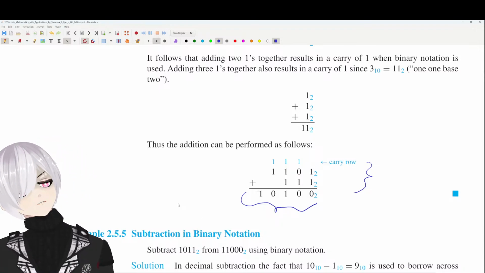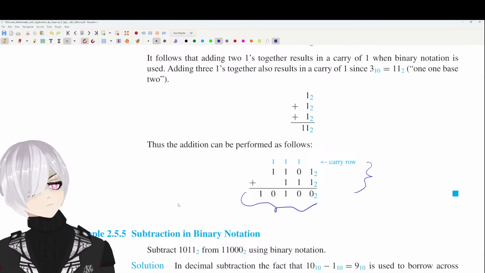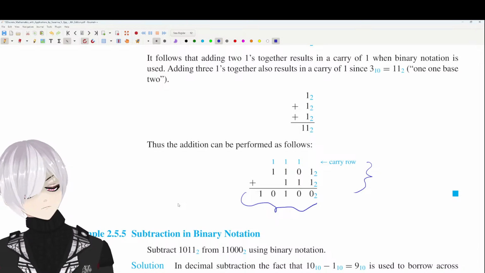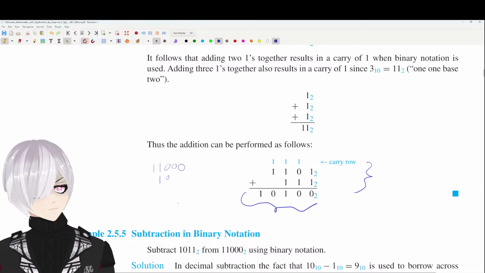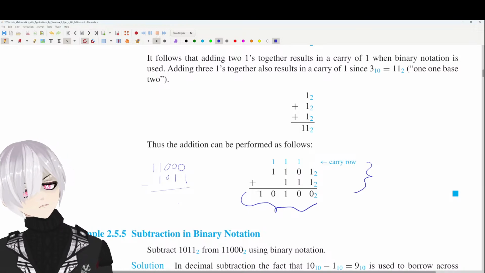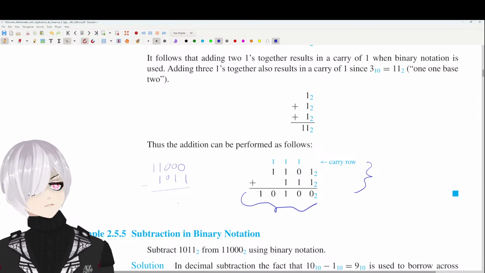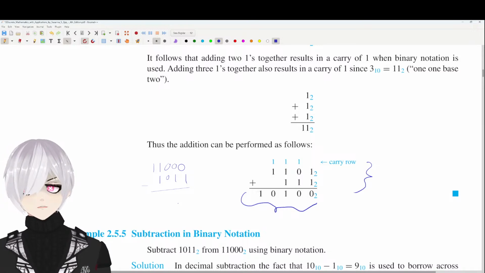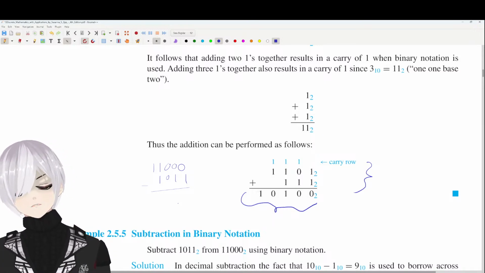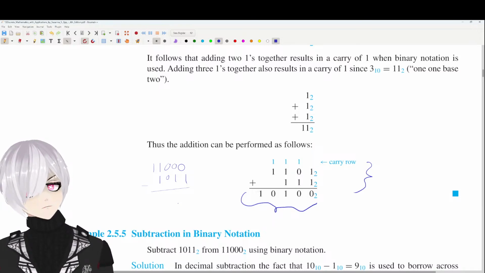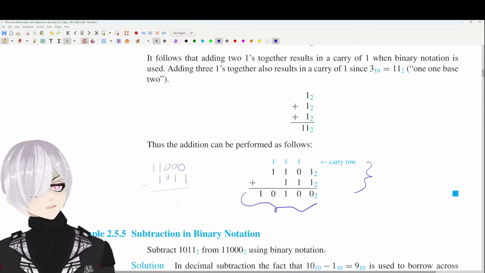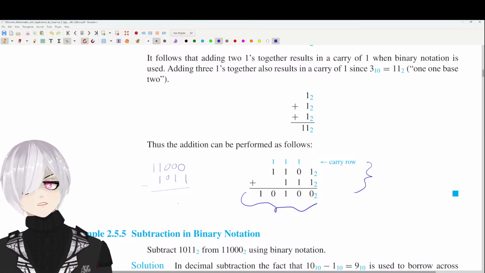Subtract 1011 from 11000 using binary notation. Subtraction. Let's see. I don't remember the kindergarten way of subtracting. I would just assume you reverse carry the one. You subtract the one instead. Yeah, it's kind of like that.